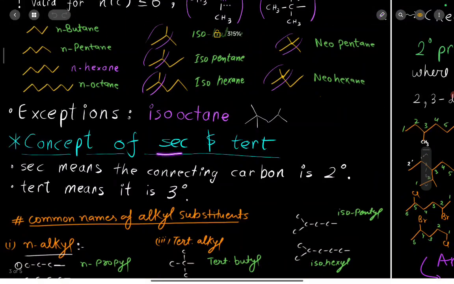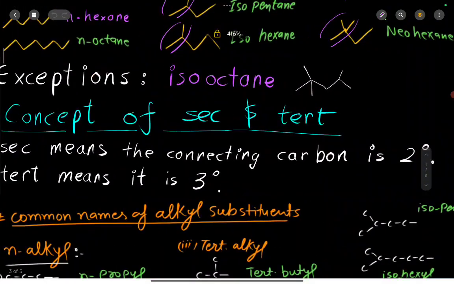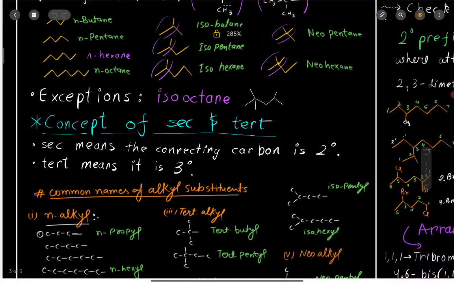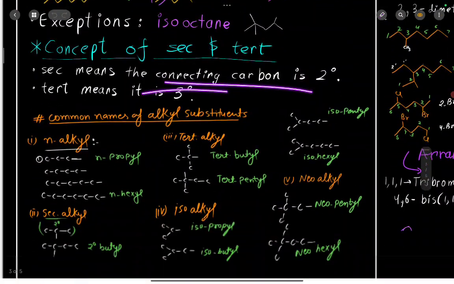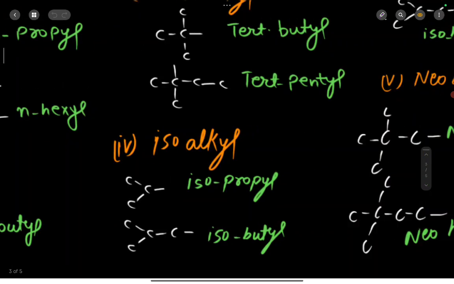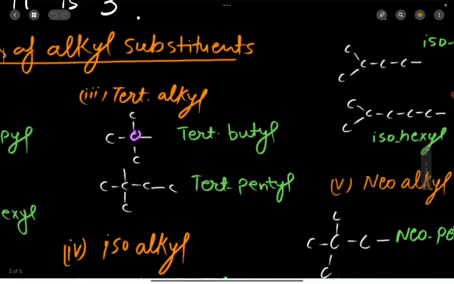Now let's look at the concept of sec and tert. Sec is nothing but secondary, or corresponds to 2 degree. Tert is nothing but tertiary, corresponds to 3 degree. For example, this is secondary because this carbon is joined to the main chain, which is a 2 degree carbon, and tertiary means this is joined to the main chain and this is a 3 degree carbon.